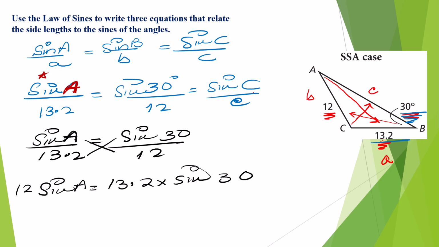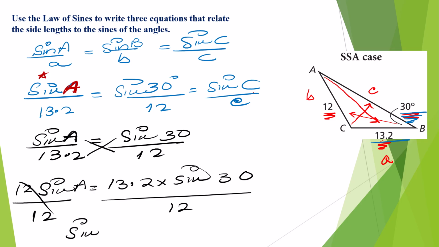Now I need to find out the sine A. So I have to get rid of this 12, so I divide both sides by 12. The 12 and 12 cancel. I will get sine A equals, and then I will write it in the calculator and get the answer.